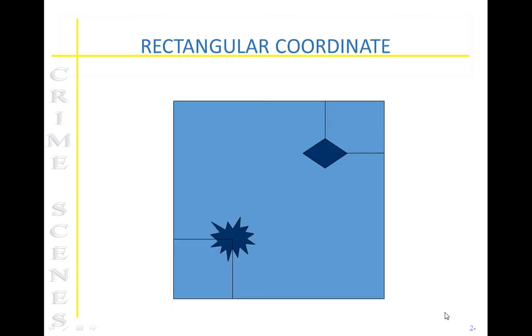If we look at the rectangular coordinate method, you're going to take your measurements at right angles to the item that you're wanting to locate. So usually when you use the rectangular coordinate method, you're going to be restricted to more square or rectangular spaces.